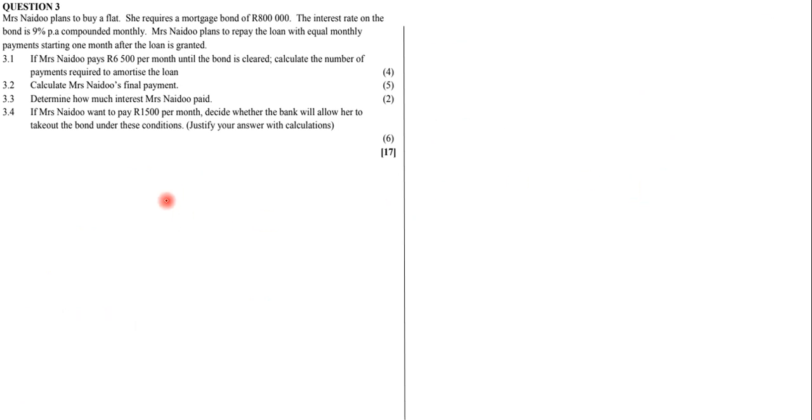All right, so let's go ahead and look into our final question. We're going to read the final question closely so we can understand what it is asking. Now this question says, if Mrs. Naidu wants to pay 1,500 rand per month, decide whether the bank will allow her to take out the bond under these conditions. Now, what is happening here?